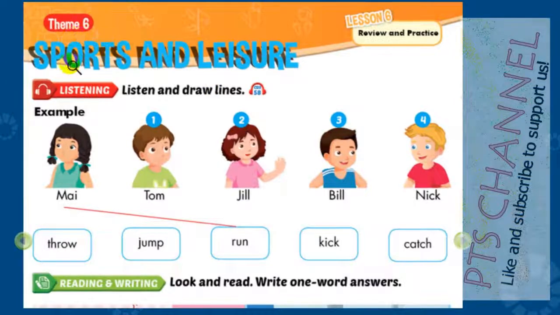Theme 6. Sports and Leisure. Lesson 6. Listening. Listen and draw lines. Look at the pictures. Listen. There is one example. What can you do, Mai? Watch me. I can run. Can you see the line? This is an example. Now, listen and draw lines.